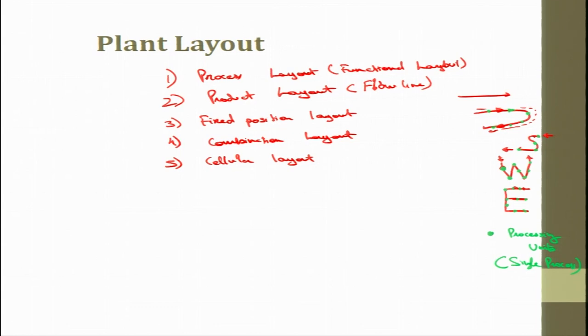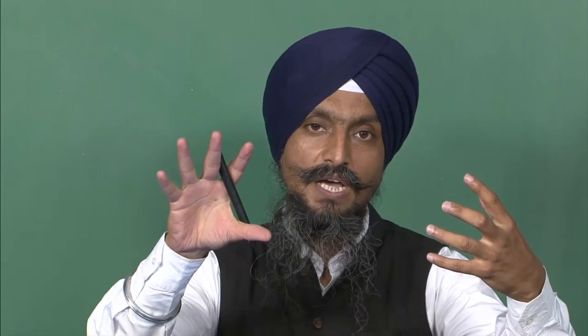So fixed position layout I have introduced a little, and process and product layouts are discussed. Combination layout is the combination of the product and process layouts. In a factory we may have a process layout, but we know that one of the products is manufactured in big numbers, so we can introduce a product layout separately. So, for instance, this is a section in which we have all the milling machines. This section has all the drilling machines, and this has all the grinding machines.